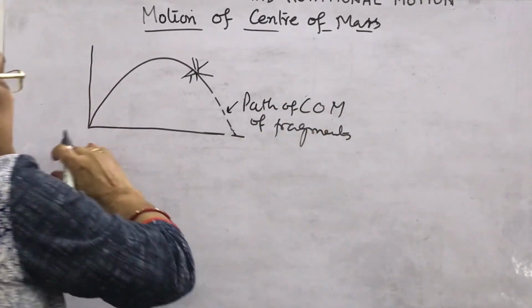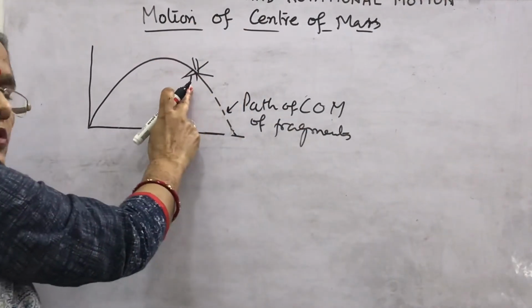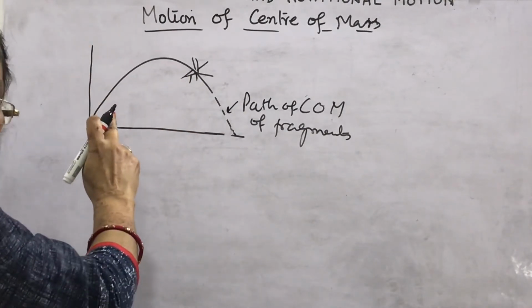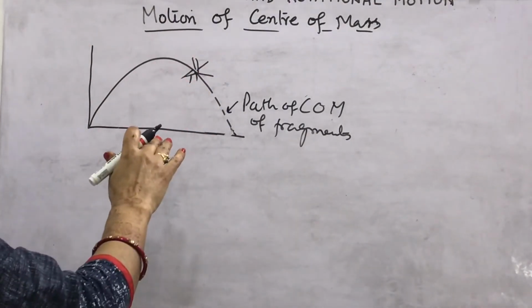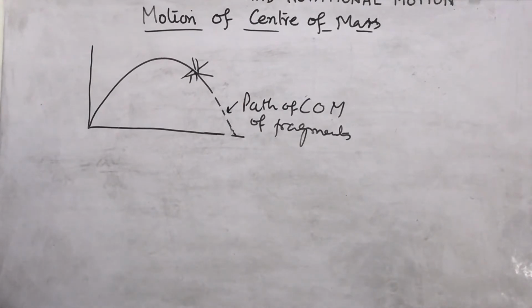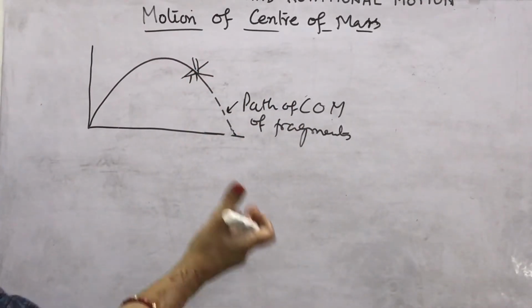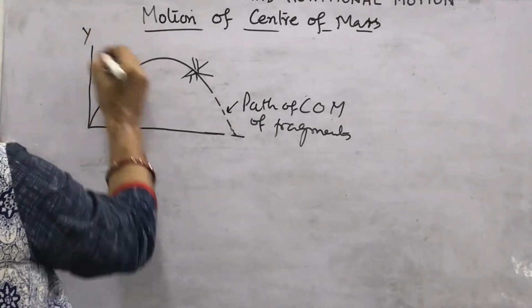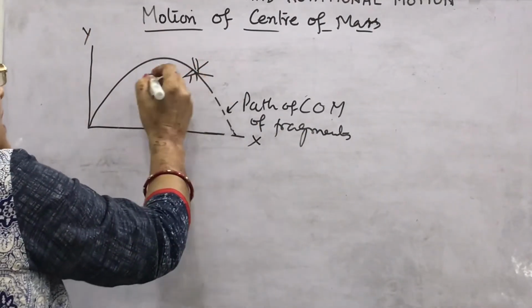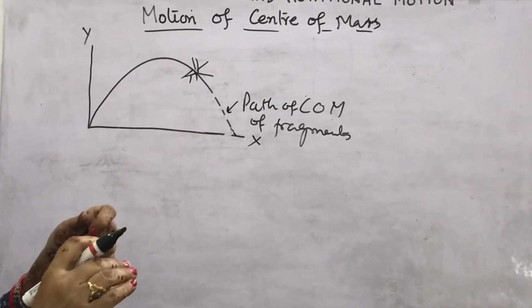What I mean to say is that if there is no explosion, the path will be this, and if there is explosion, since it is due to internal forces and internal forces have no role in the motion of center of mass, still after explosion the center of mass would move in the same way, because the motion is only under gravity and there is no external force. Before explosion and after explosion, the same force of gravity is present. So if in the x and y axes we see that the explosion takes place in a projectile, the center of mass would move in the same direction.